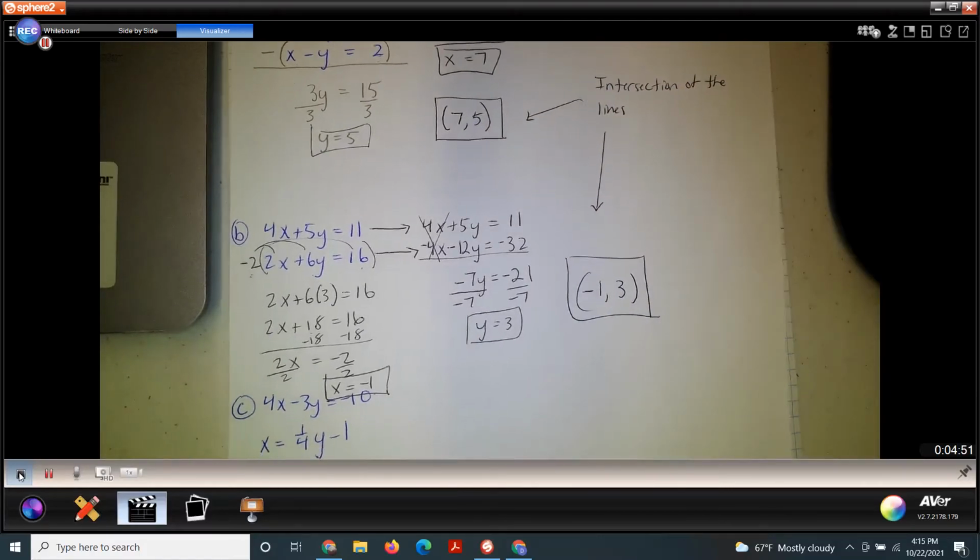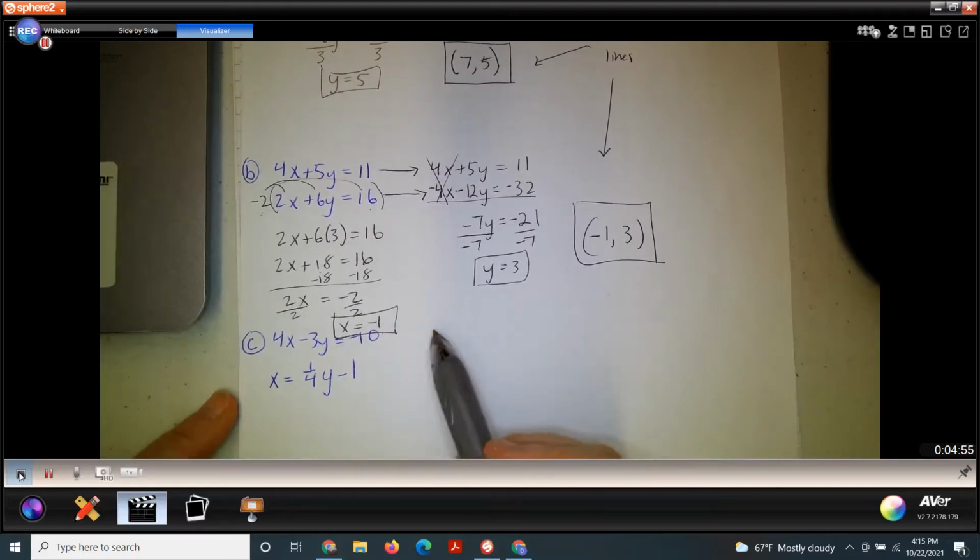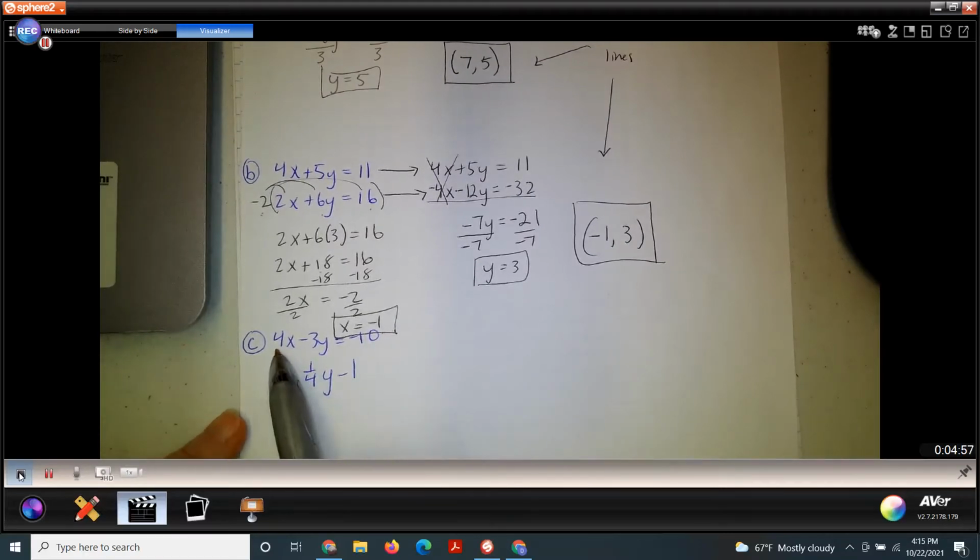Okay, there's more. So this one, I wrote over the top of it, but the original equation was 4x minus 3y equals negative 10. And then this one just has x equals 1/4 y minus 1. This one I don't really want to use elimination on because it's already solved for x and I can plug it in right there.